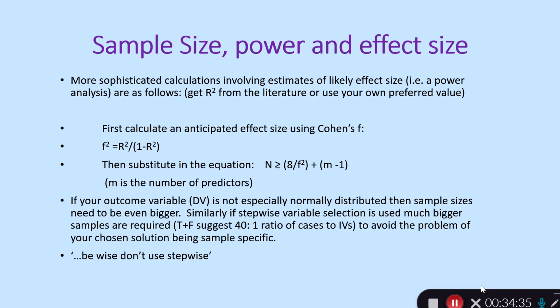For stepwise multiple regression, Tabachnik and Fidell are suggesting a 40-to-1 ratio of cases to independent variables. So for each IV you've got in your model, you need at least 40 participants. So if you had 2, you need 80, to avoid the problem of your chosen solution being sample specific. And it says there at the bottom of this slide, be wise, don't use stepwise. I'll say more about that in a second.